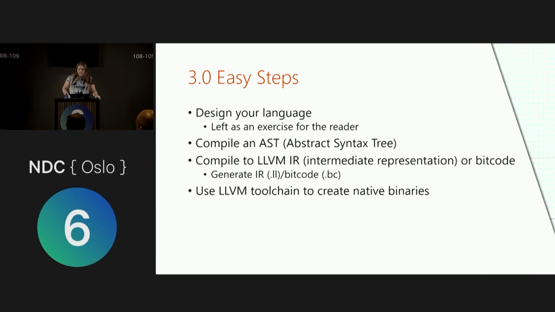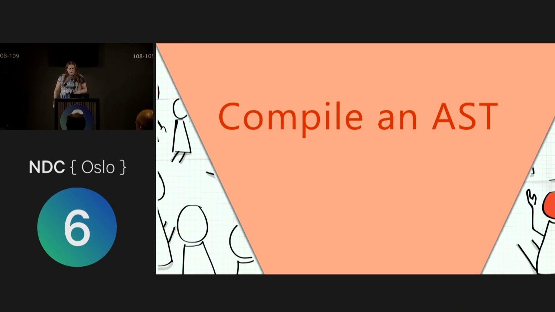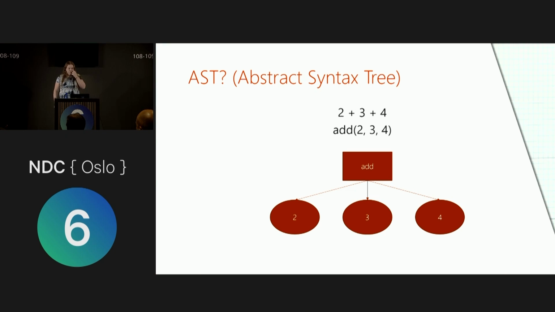So let's talk about compiling the AST. So what is an AST? What is an abstract syntax tree? Let's take the simple program 2 + 3 + 4. This is a program. We could also rewrite this in prefix notation, also known as a regular function call. So we're calling the function add, and we're sending it the parameters 2, 3, and 4. And this is what the tree would look like for this program.